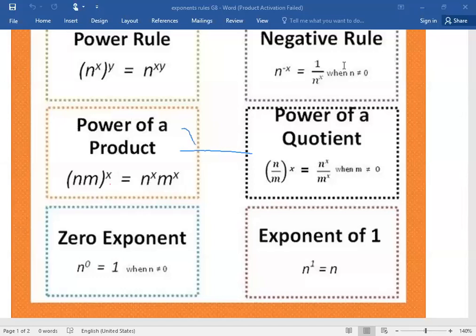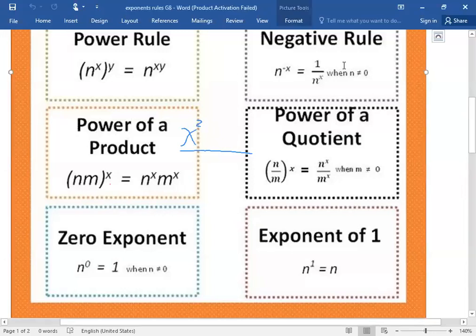x to the power of 2 times x to the power of 3 times x over x to the power of 4 times x to the power of 2.